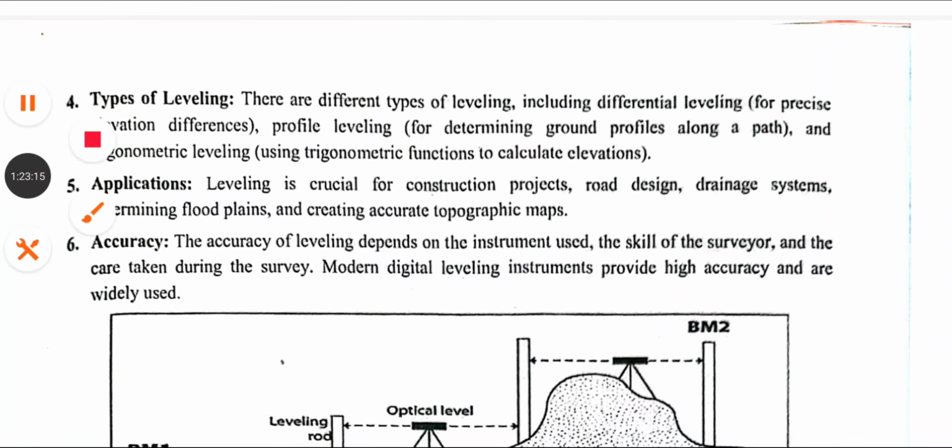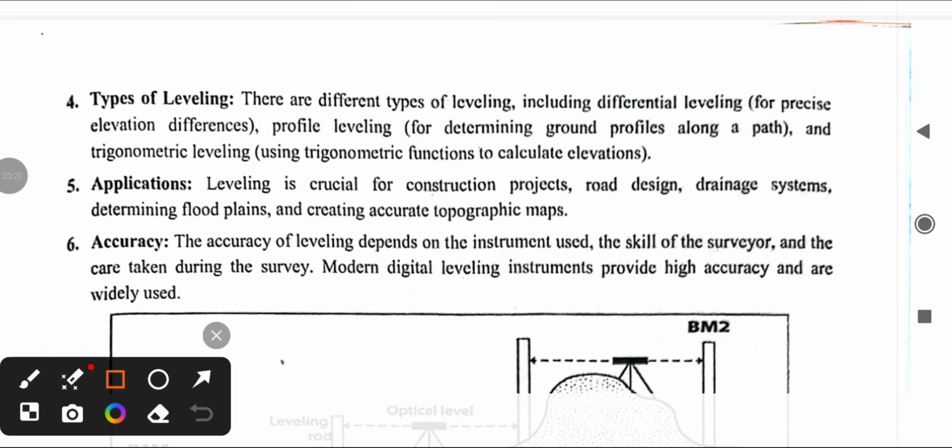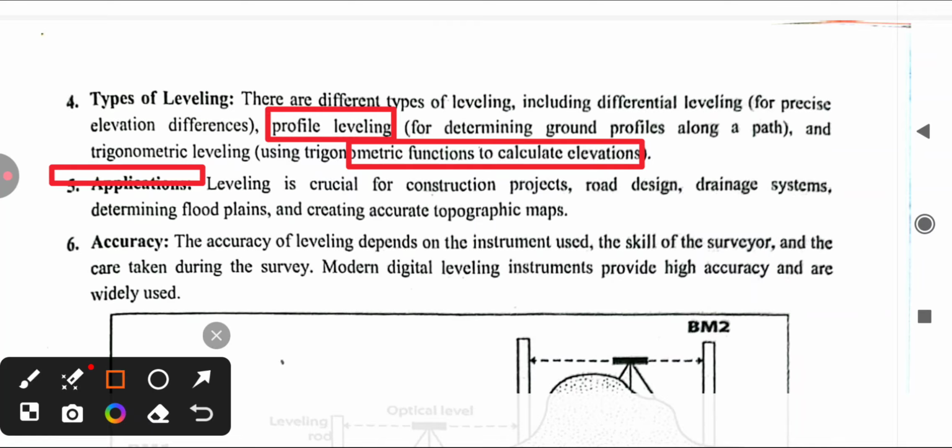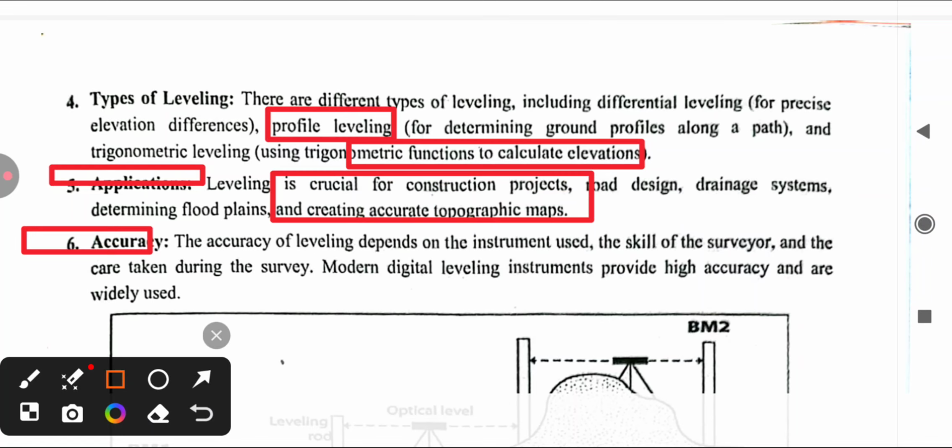Types of leveling. There are different types of leveling, including differential leveling for precise elevation differences, profile leveling for determining the ground profile along a path, and trigonometric leveling using trigonometric functions to calculate elevation. Application: leveling is crucial for construction projects, road and drainage systems, determining flood plains and creating accurate topographical maps. Accuracy: the accuracy of leveling depends on the instrument used, the skill of the surveyor, and the care taken during the survey. Modern digital leveling instruments provide high accuracy and are widely used.